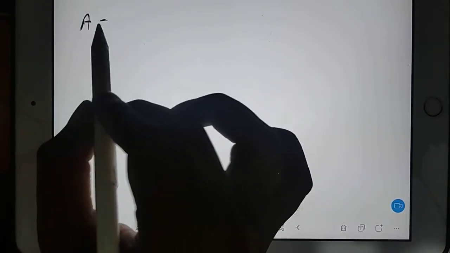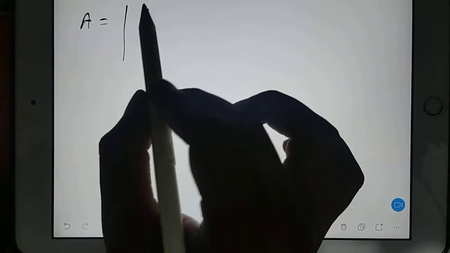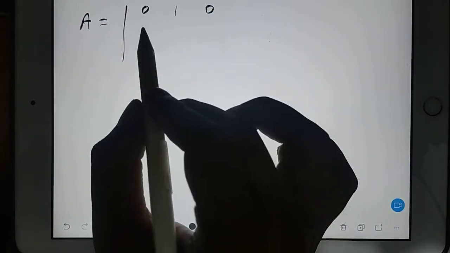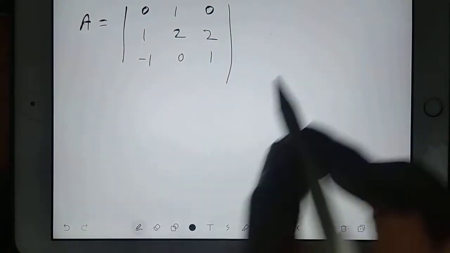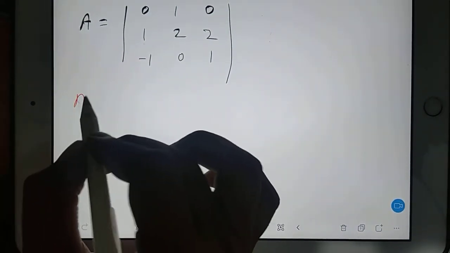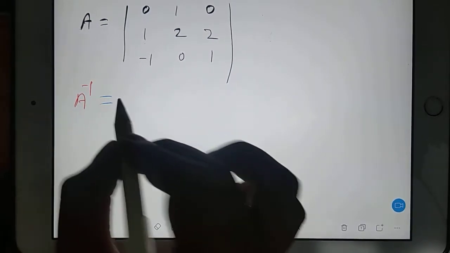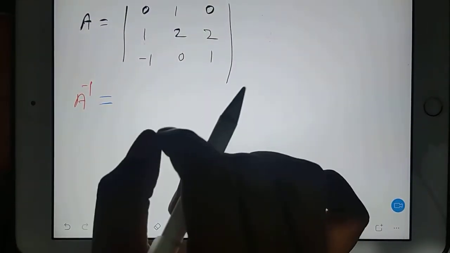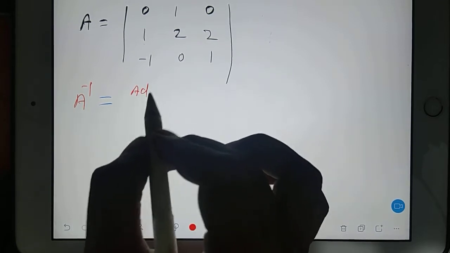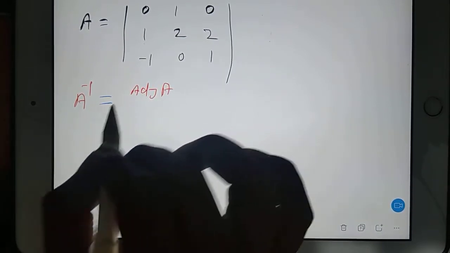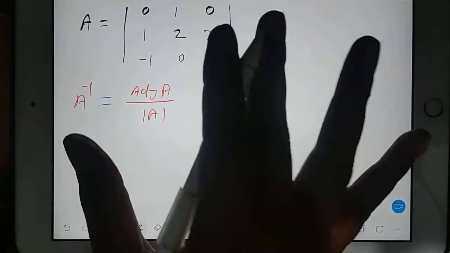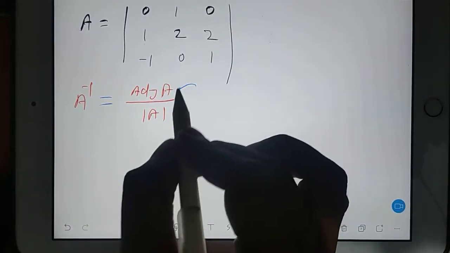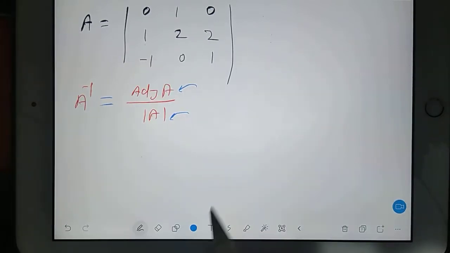Suppose I have a matrix given. This matrix is A, looks like 0 1 0, 1 2 2, minus 1 0 1. Suppose this is the matrix and I am looking for A inverse. So if you want to find out A inverse, then you have two jobs. First job is, formula says adjoint A is your answer. I mean adjoint A you have to divide with minus. Sorry, I'm just blabbering. I'm sorry. Adjoint A you have to divide by determinant of the matrix. Okay.